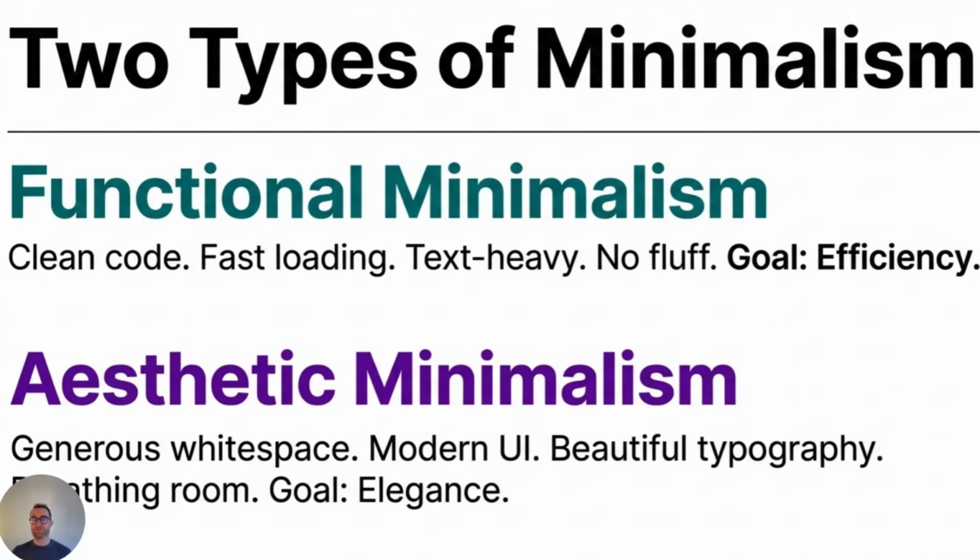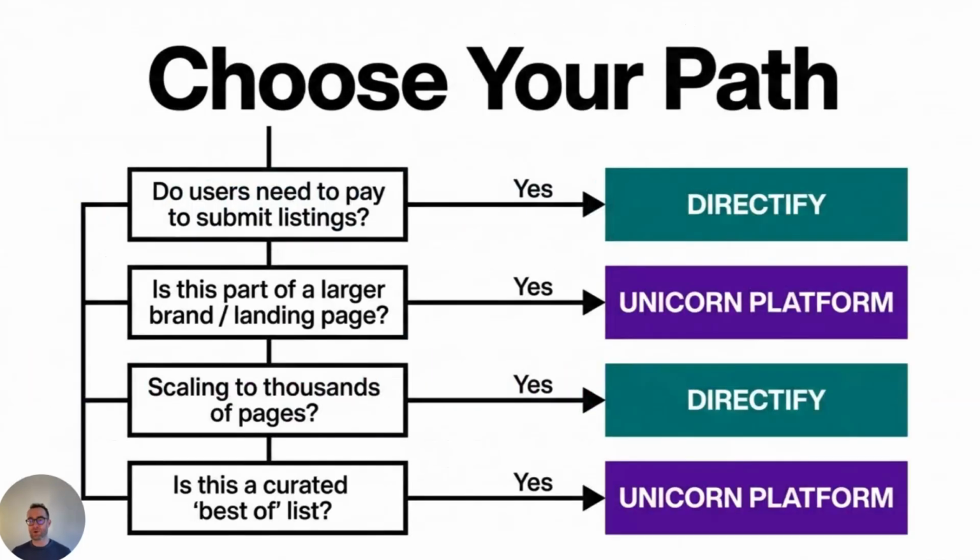With Unicorn Platform, you're going to have more of an aesthetic. It's a lot of white space, which you might not like. And that can be hard to manipulate because it's built a certain way, but it's got that modern UI, nice typography. So the goal is elegance. What you want to do here is to choose your path. If you need users to pay to submit listings and log in and be able to update maybe their own email themselves, you want something like Directify. If it's part of a larger brand, you might want to choose Unicorn Platform.